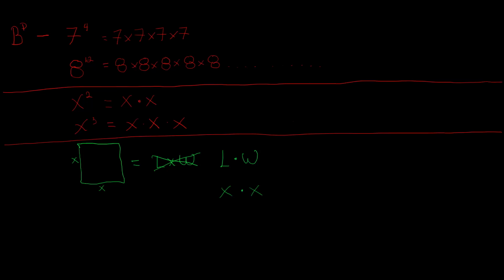So if you know that the length is x and the width is x, x times x, whoa, look at that. You can represent that as x squared. So that means that in algebra, you'll understand that x squared can also represent the area of a square. Yeah, that's right. X squared represents the area of a square.